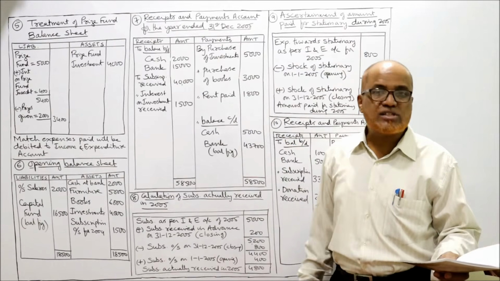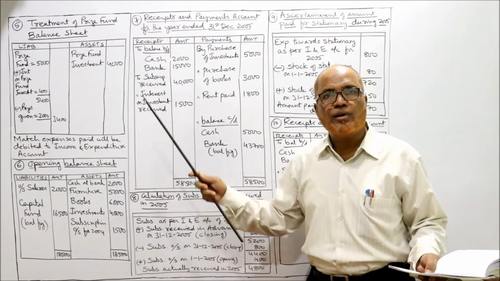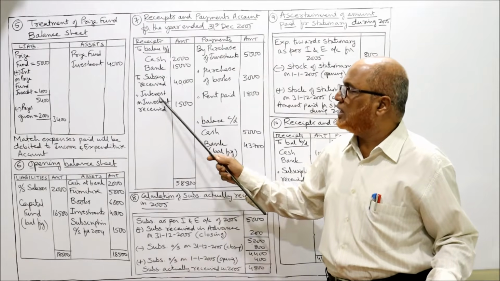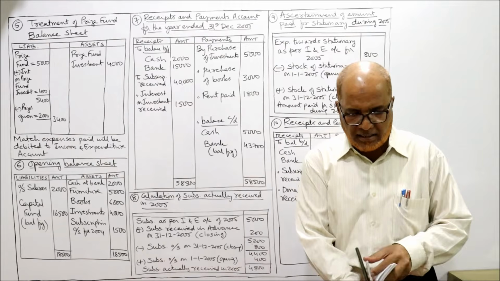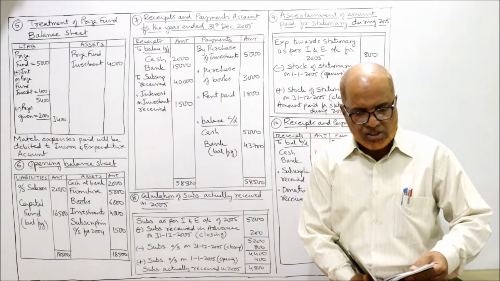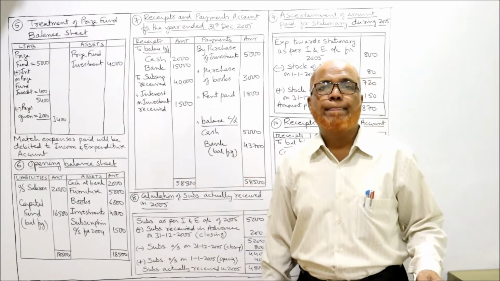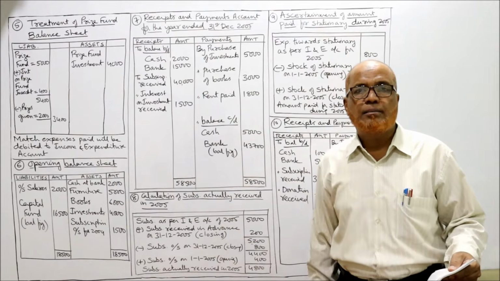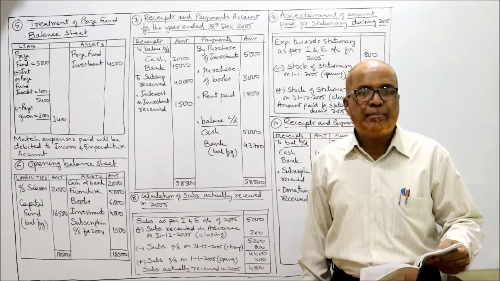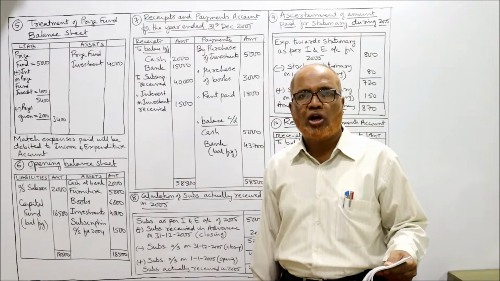Similarly, interest on investment received. The receipt side. Interest on investment received 1,500. Right? The next item given in the problem is interest on investment outstanding. No outstanding item will be taken in receipts and payments account. Ignore. Library books on 1st January will not be taken.